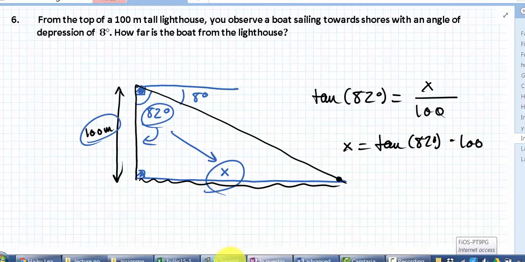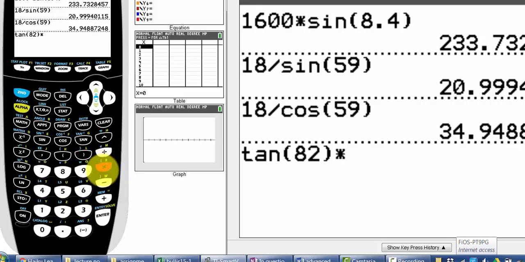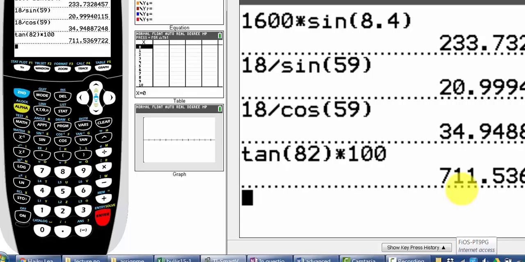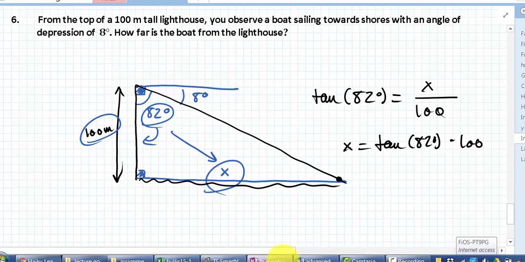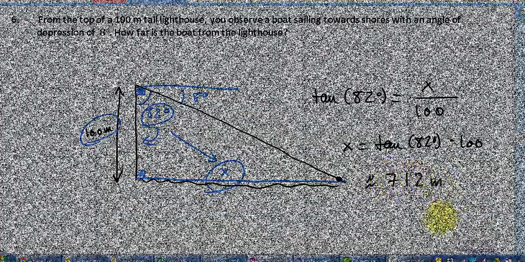So what is that? Tan of 82 times 100, it is equal to 711.5, so 712, let's say. I'm forgetting the units, everything. Meters. The boat is about 712 meters away from the shore, from the lighthouse.